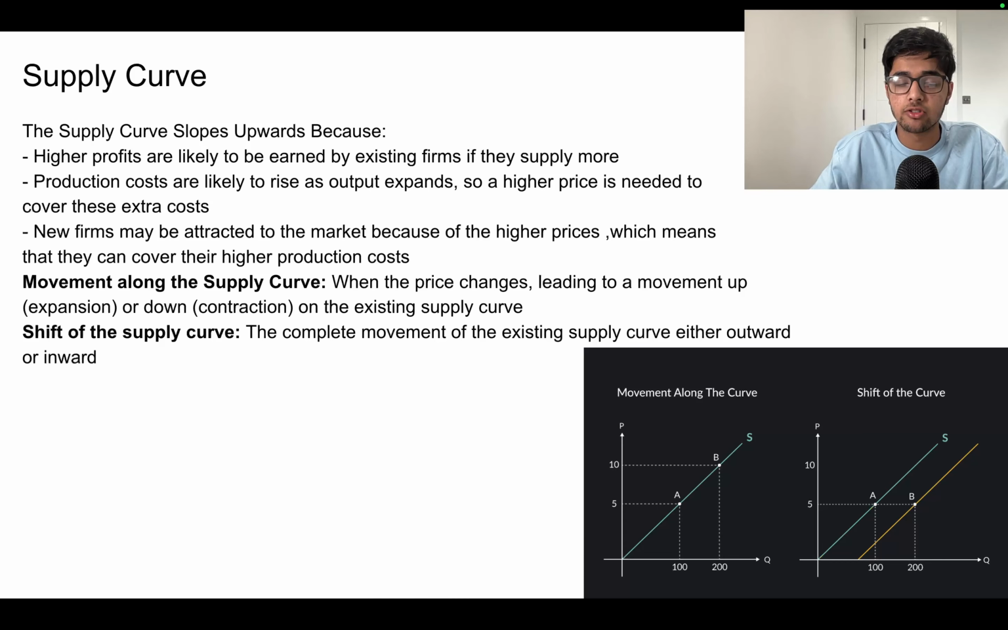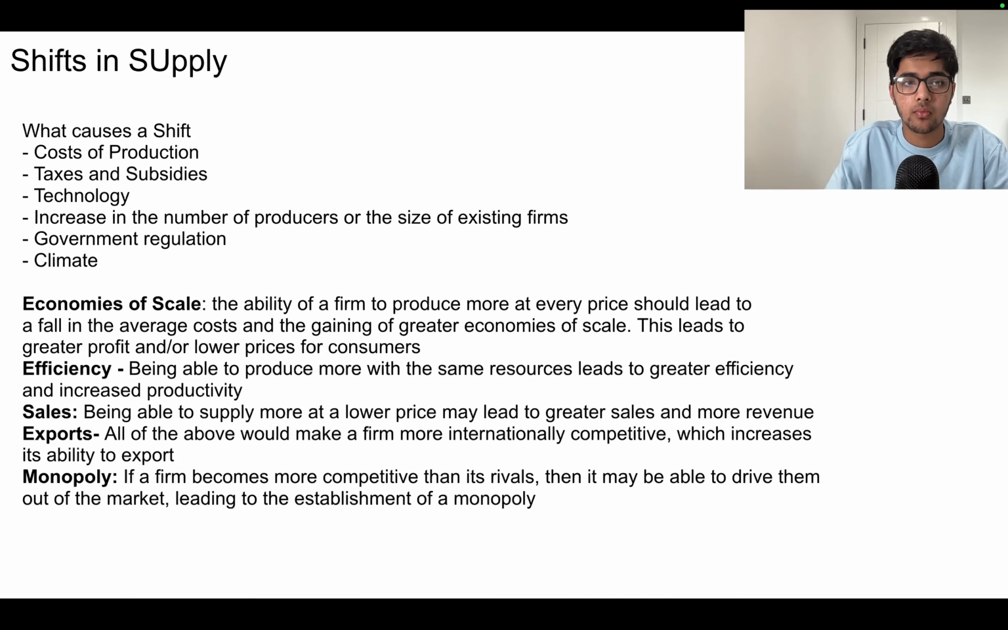A movement and shift is similar to the shifts and movements in demand. A movement in the supply curve is when the price changes, leading to a movement up or an expansion, or down or a contraction on the existing supply curve. A shift of a supply curve is a complete movement of the existing supply curve, either outward or inward, and you can see that in the bottom right.